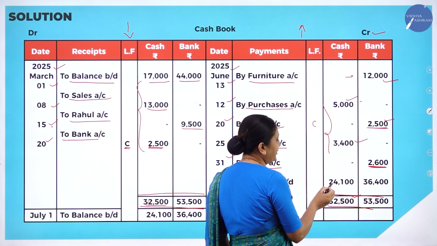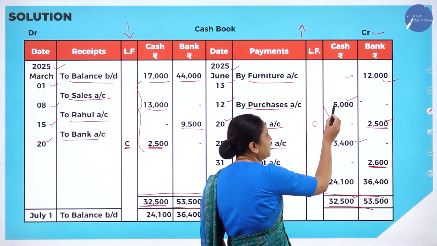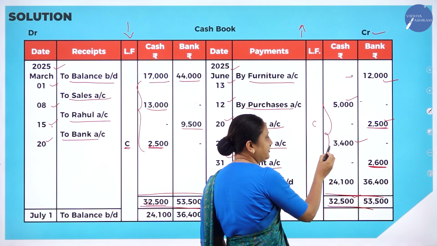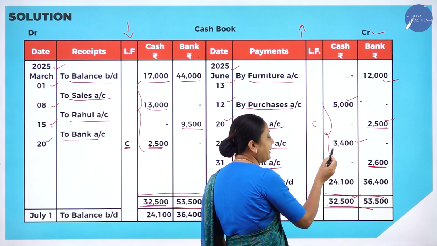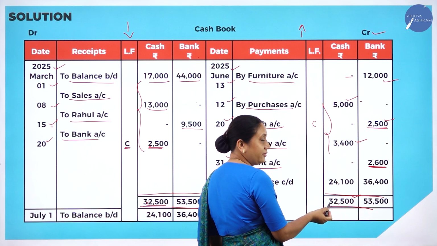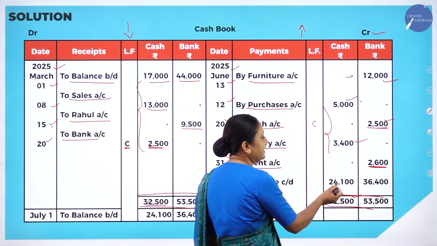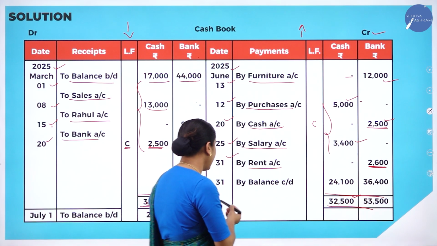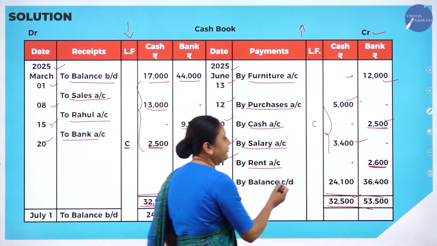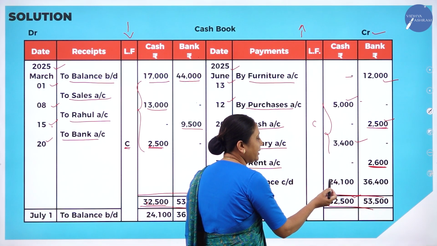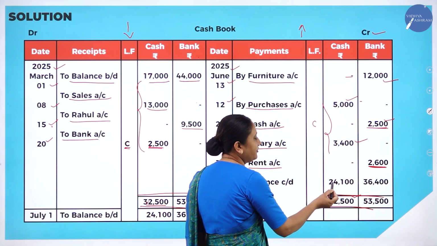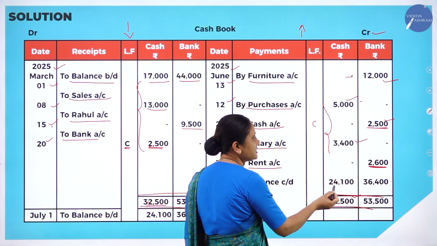We have to find the difference amount. How to find the difference amount? You add 5,000 plus 3,400, minus 32,500. We call it the difference amount. That difference amount we have to write here. When we are writing the total, we have left one line space here. In that one line space, we have to enter the difference amount.